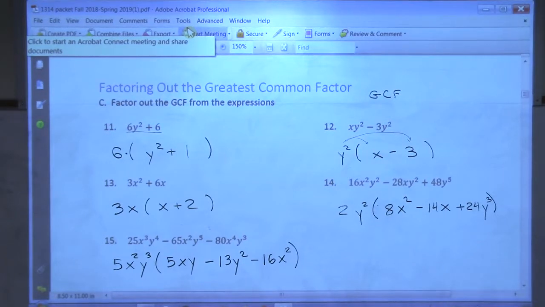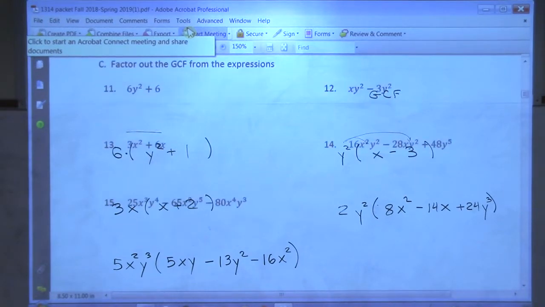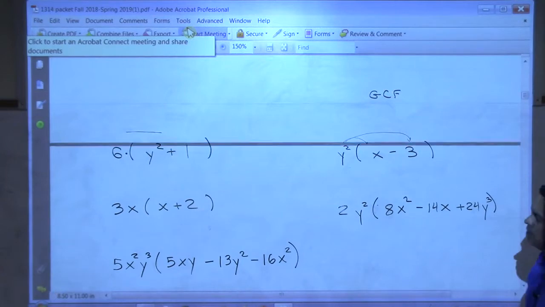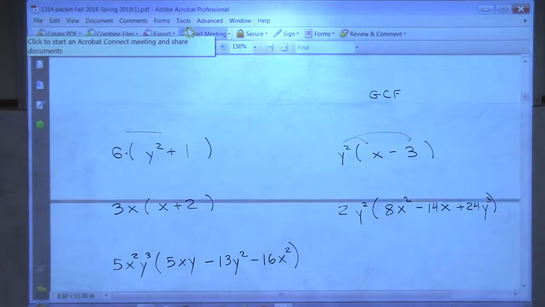All right, so that is GCF. Let me see if there are any other examples here for us to do. It does not appear so.